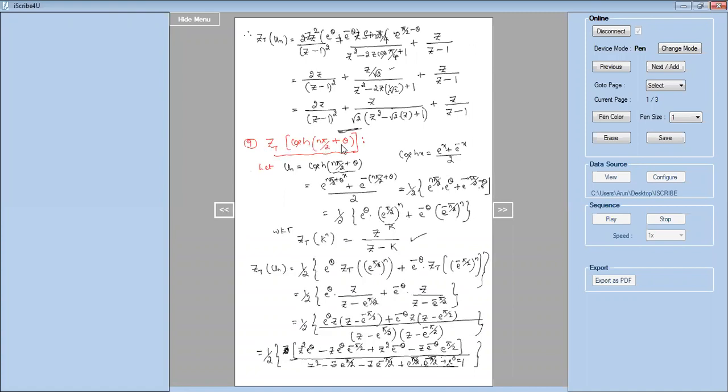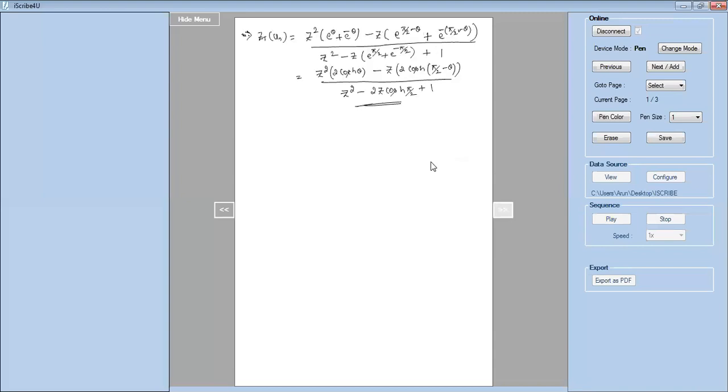So cosh of n pi by 2 plus theta, for this the Z transformation is this. So first use this formula and split it, simplify, and then simplify further, and you get the Z transformation of the given problem here. This is how we can find the Z transformation of a problem.